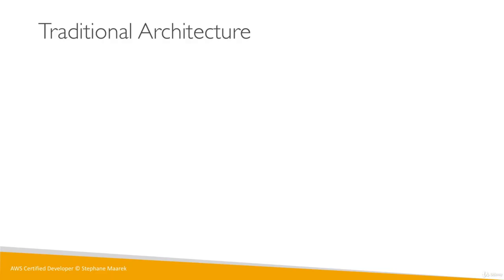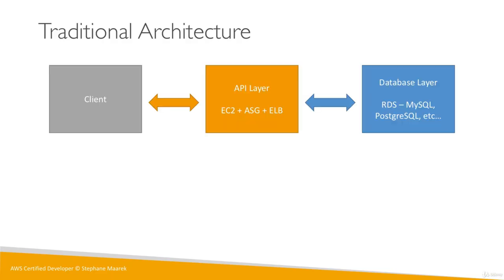When you have a traditional architecture, we've seen what it looks like. There's our client and it talks to our API layer, and traditionally that API layer may be formed of a load balancer, an autoscaling group, maybe some EC2 instances. And our EC2 instances will talk to a database layer, for example, RDS, such as MySQL, PostgreSQL, Oracle, etc. So we've seen this architecture in and out.